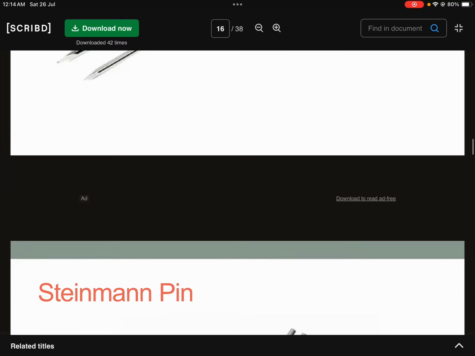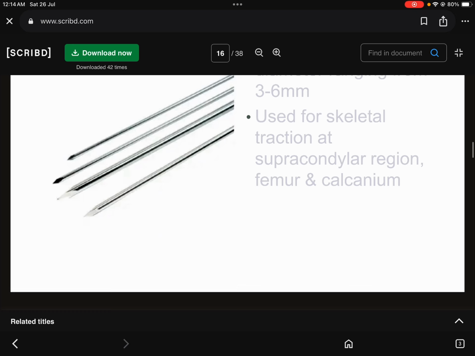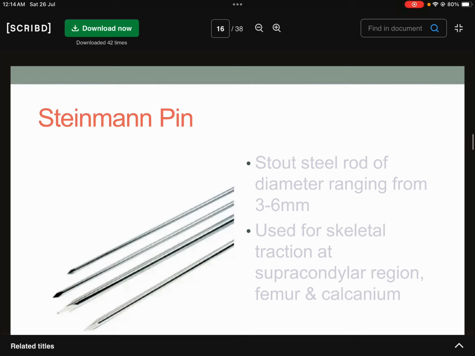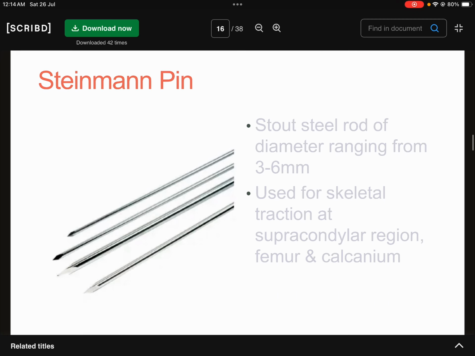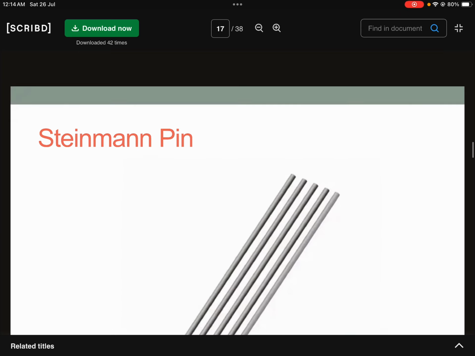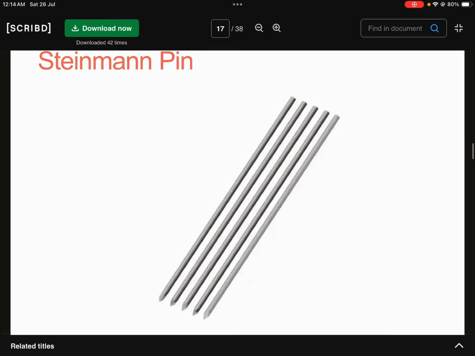In case of Denham pin, the thread is present in the middle. In case of Steinmann pin, there is no thread. In case of Sands pin, the thread is at the tip. So the difference between Steinmann pin, Denham pin and Sands pin: Steinmann pin has no thread, Sands pin has thread at the tip, Denham pin has thread at the middle. So this is the Steinmann pin: one end sharp, one end blunt, and no thread.